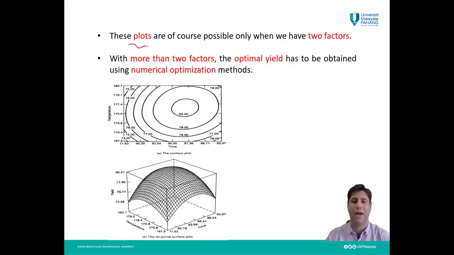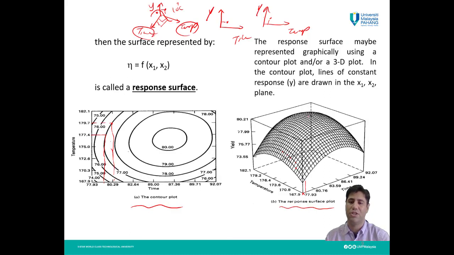As I told you, we can always have this plot for two factors. For more than two factors, the optimal yield has to be obtained by numerical optimization, which we will see. And as you can see here, just a hint for you, how the process will be. You can see this surface. This is the value of the yield for each time and temperature.